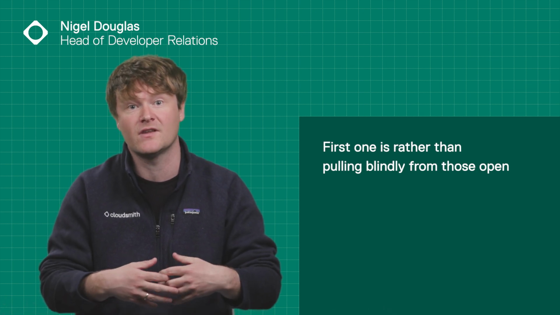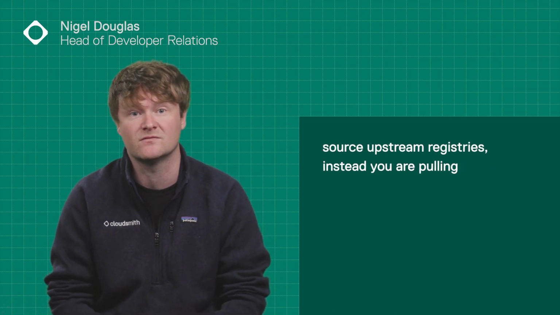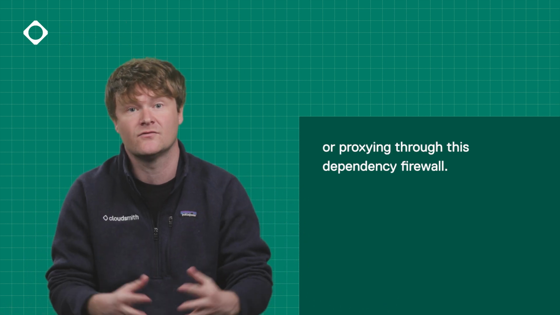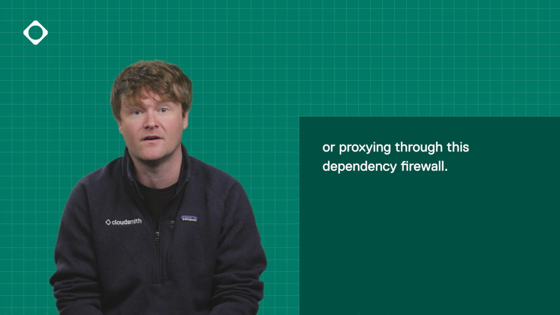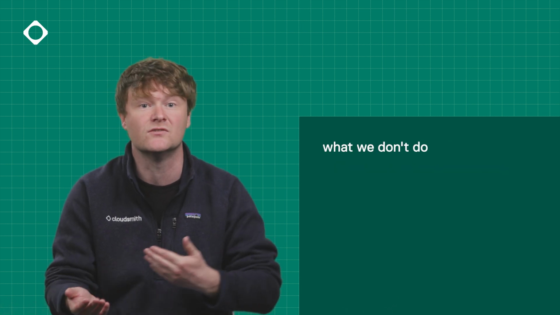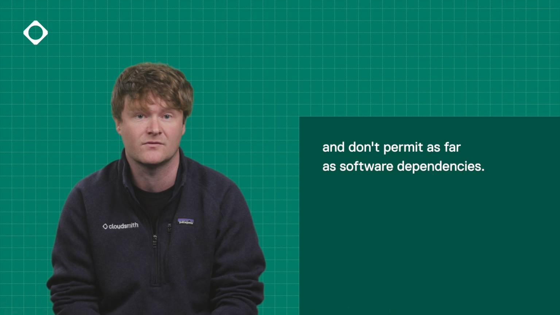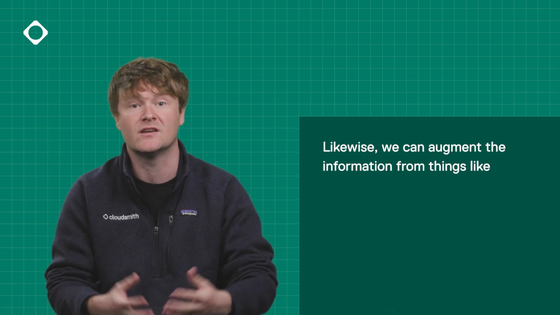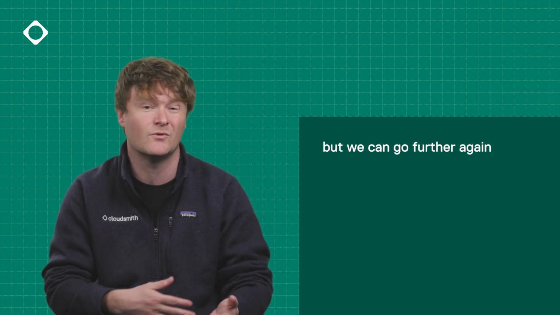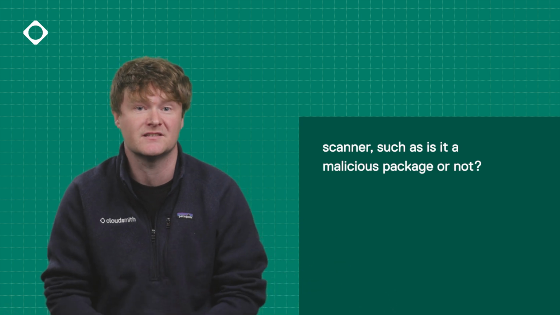First one is, rather than pulling blindly from those open source upstream registries, instead you're pulling or proxying through this dependency firewall. And at this point, we can enforce certain controls to say what we don't permit as far as software dependencies. Likewise, we can augment the information from things like the vulnerability scanner. So we also get to tell if it has a vulnerability, a flaw, but we can go further again and check for things that don't show up in the vulnerability scanner, such as, is it a malicious package or not?